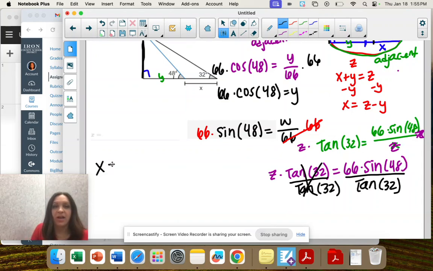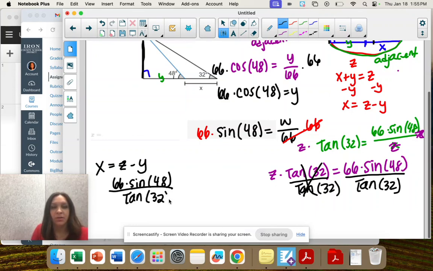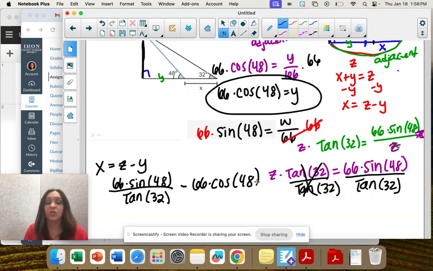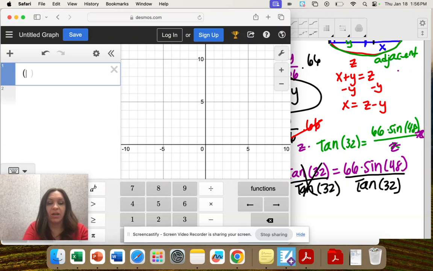So to get x, I want z minus y. Well, this is z, 66 times sine of 48 over tangent of 32, minus y, which is 66 times cosine of 48. There's a lot going on here, but now we're just typing it in. I just waited till the last minute to round. If you're rounding and then you're getting the wrong answer, that's probably why, is maybe you rounded too early.